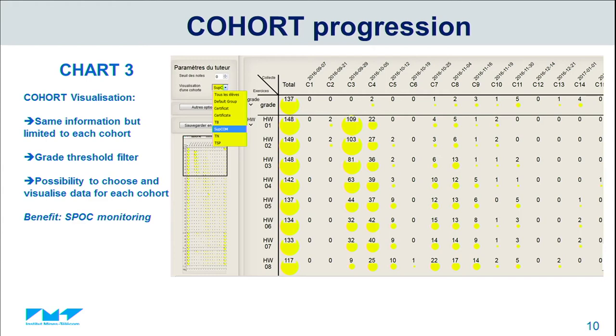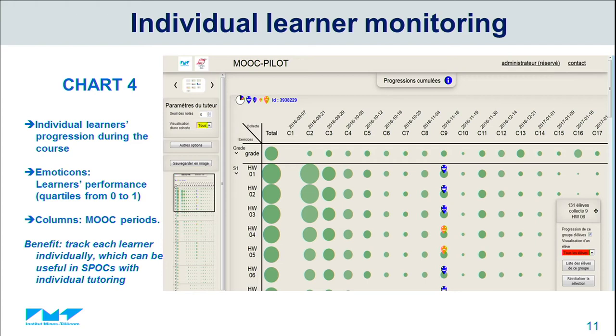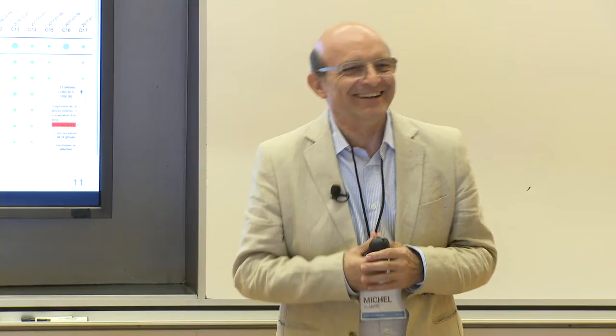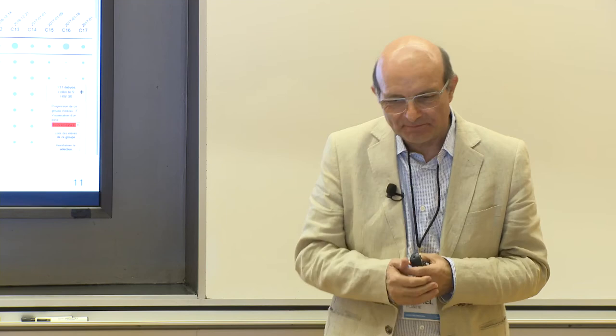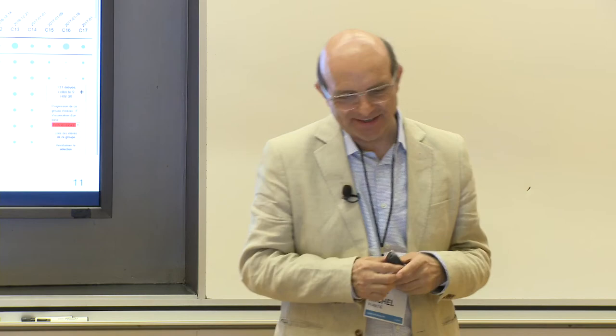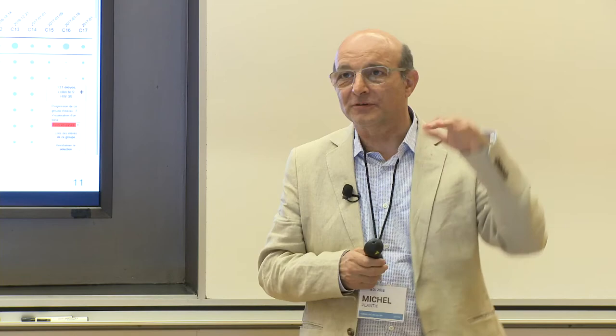I told you a few minutes ago about individual learner monitoring. We can see for each learner what his results are for each exercise, and we present the information with smileys. If the smiley is blue with a big sign like this, then the person has completed the exercise completely, and with different colors and different smileys we can see if the person is going well or not.